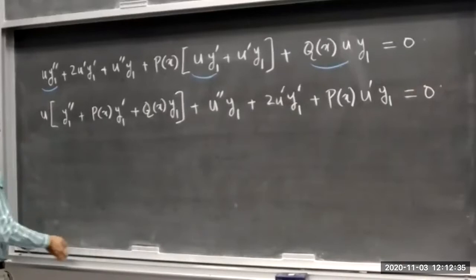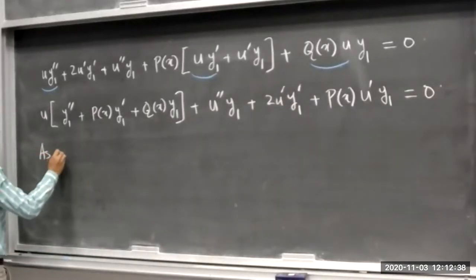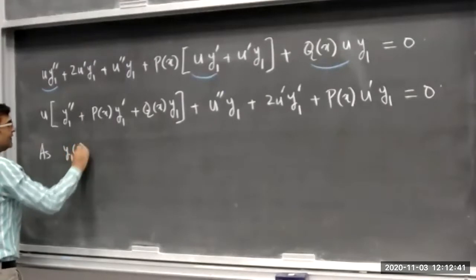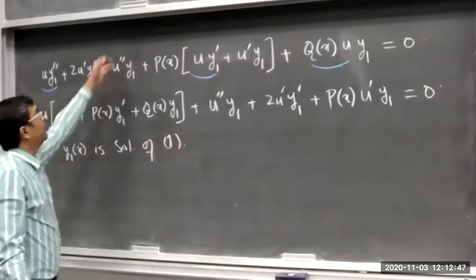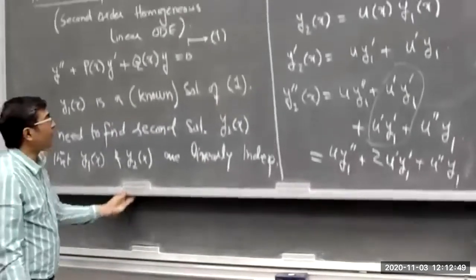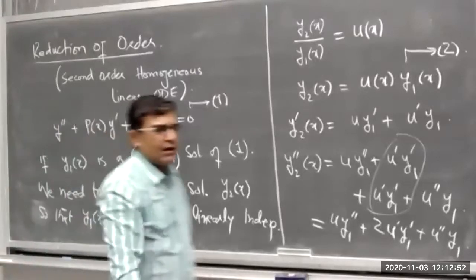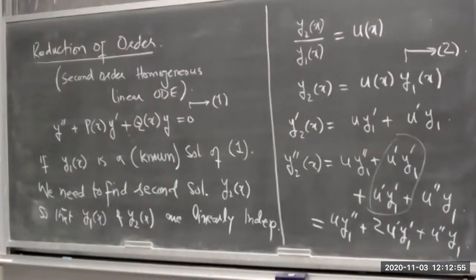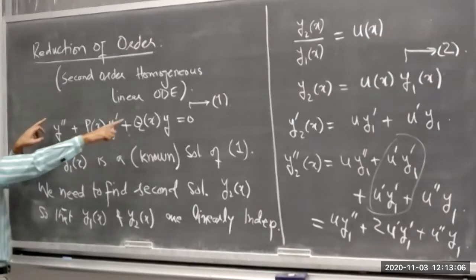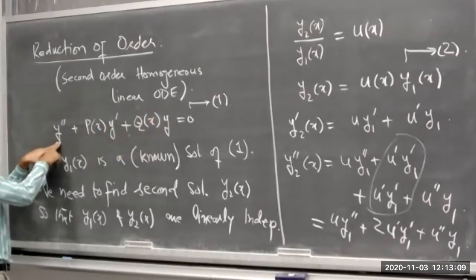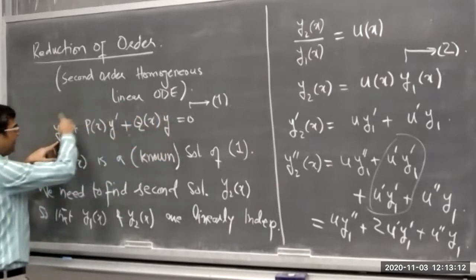Now we know that y1 of x is a solution of equation 1. What is 1? 1 is this equation. Now, if we put y equal to y1, which is a solution of this differential equation, this equation will be satisfied. Means if you put y1 here, y1 here, y1 here, this expression will be equal to 0.